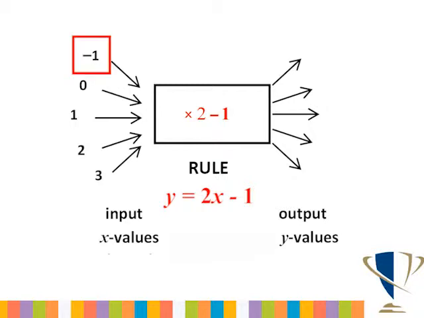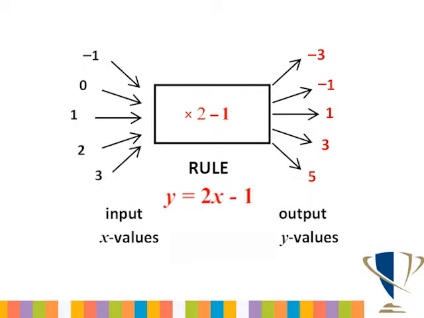For x equals minus 1, y equals 2 times minus 1, which is minus 3. For x equals 0, we get y equal to 2 times 0 minus 1, which is minus 1. For x equal to 1, we get an answer of 1. For x equal to 2, we get an answer of 3. And for x equal to 3, we get an answer of 5.